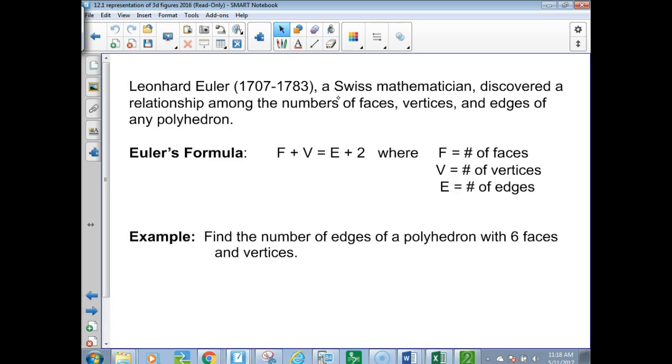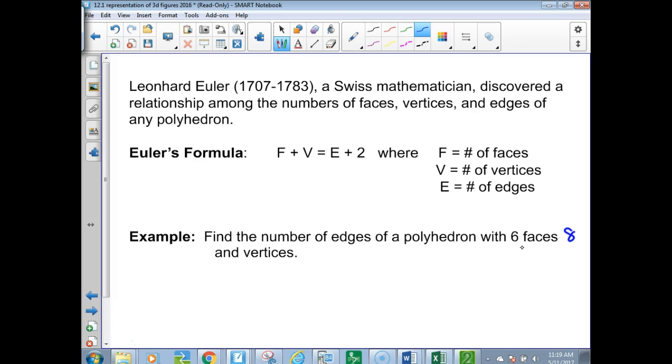Euler came up with a formula that said the number of faces plus the number of vertices is equal to the number of edges plus 2. It's always that. It's some constant, and I don't believe we're going to have this on our final, but we're going to just look at one example of this. Find the number of edges of a polyhedron with 6 faces, and I believe your paper says 8 vertices. Guys, it says 8, right? I don't know where my 8 went.